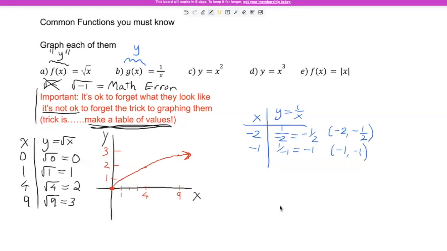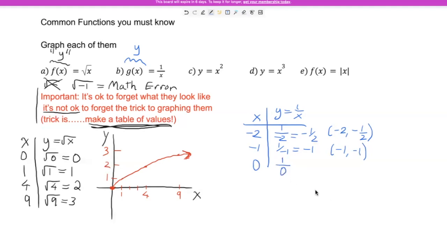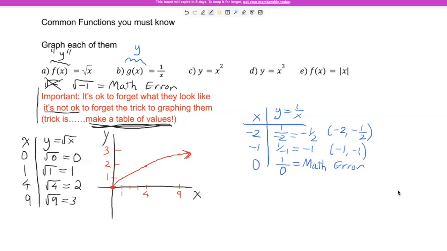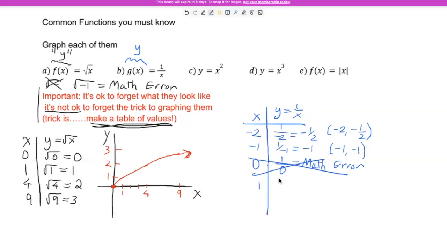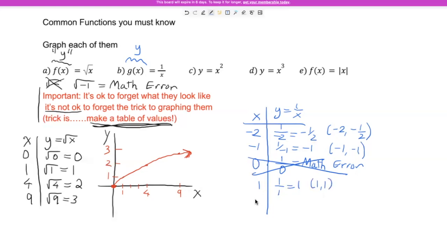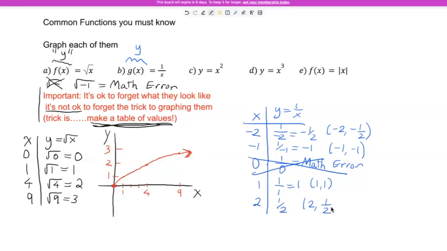Then I'm going to try to do 0. And if you try this with your calculator, try to see what it says when you do 1 over 0. It's going to tell you math error, which means that I can't do it. There's no such thing as 1 over 0. It's an impossible answer. So forget that. I'll then go to a 1. 1 over 1 is a 1. So I have a third point. And then 1 over 2 is the last one that I'm going to plot.